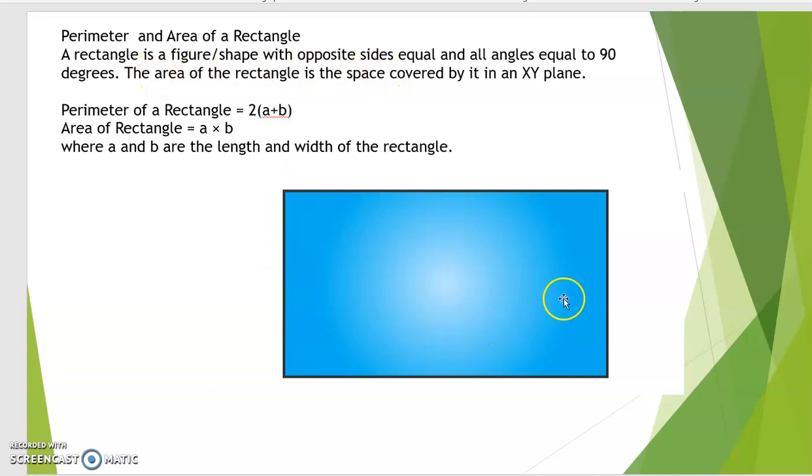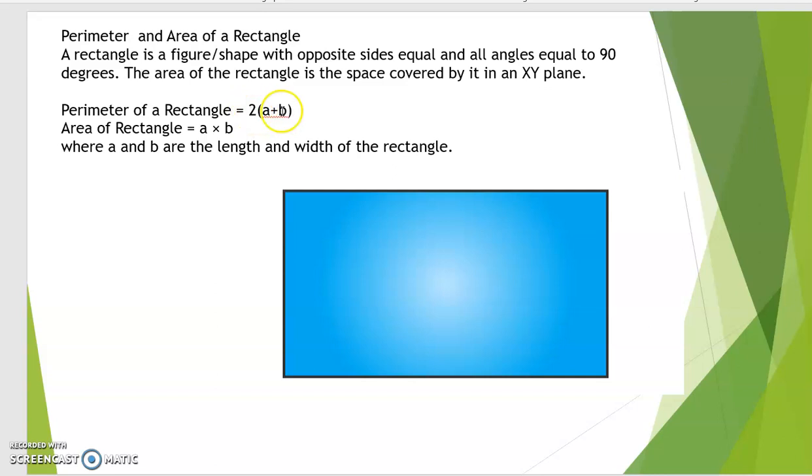You can see the figure is given. A rectangle is a figure with opposite sides equal and all angles equal to 90 degrees. The area of a rectangle is the space covered by it in an xy plane. You can see this blue part inside this figure. This blue part is what? Area of this rectangle.